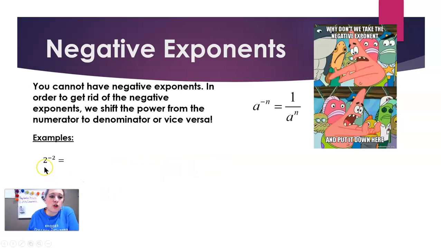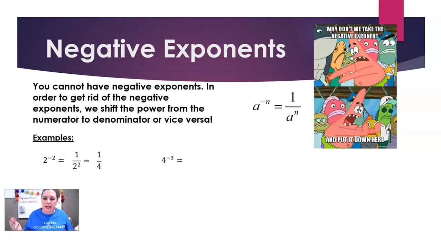And if we have 2 to the negative second power, just like Patrick said, we're going to take that and put it at the bottom. So it becomes 1, and then 2 to the second power moves to the bottom. I can simplify 2 to the second power because it is just 4. So it would be 1 over 4.